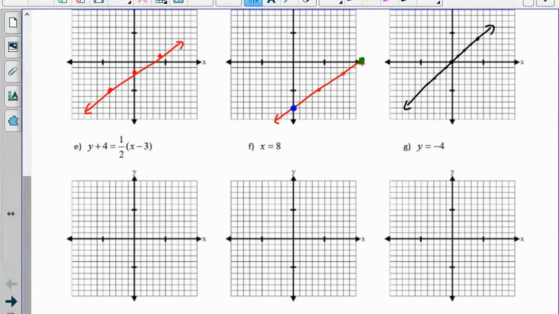I'm missing letter D for some reason on our worksheet. But letter E, y + 4 = 1/2 x - 3. This is in point-slope form. So my slope is 1/2, and my point, my ordered pair, is (3, -4). My ordered pair is (3, -4).